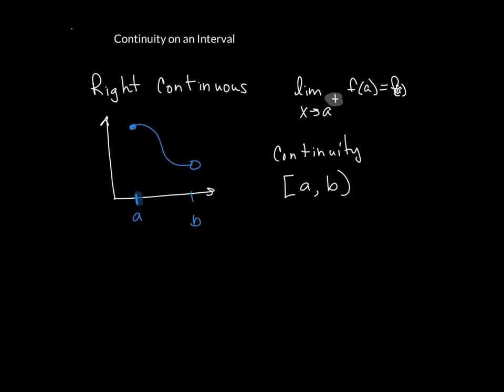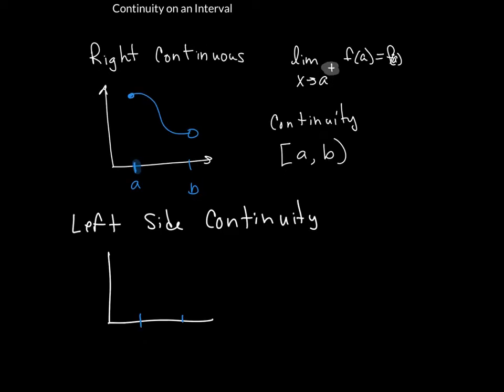from a to b. Now notice b is not included. If I want to look at the next graph that we would say has left side continuity, we look at the same thing. We have a and b, only the b side would be closed in. And what I can say with this is that the limit as x approaches b of f of x is equal to f of b.